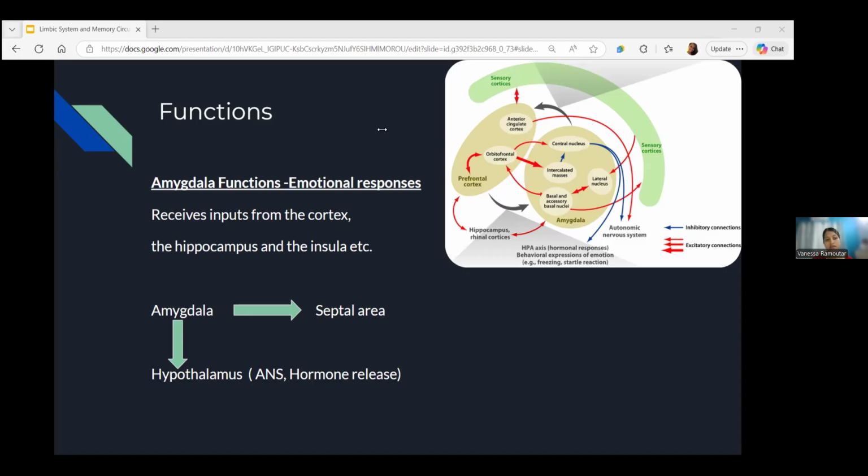So if danger is detected, the pathway to the hypothalamus can trigger a fight or flight response via the ANS and also stimulates the hypothalamus to initiate the hypothalamic pituitary axis, resulting in the release of adrenaline and cortisol.